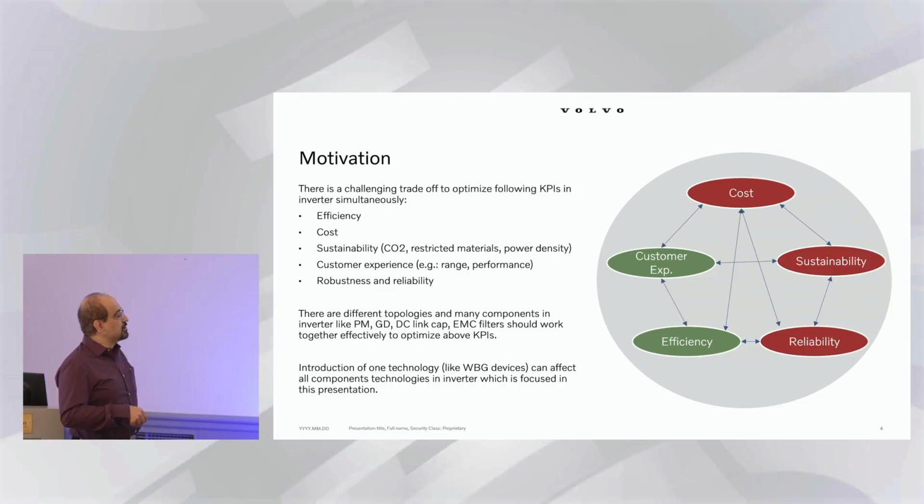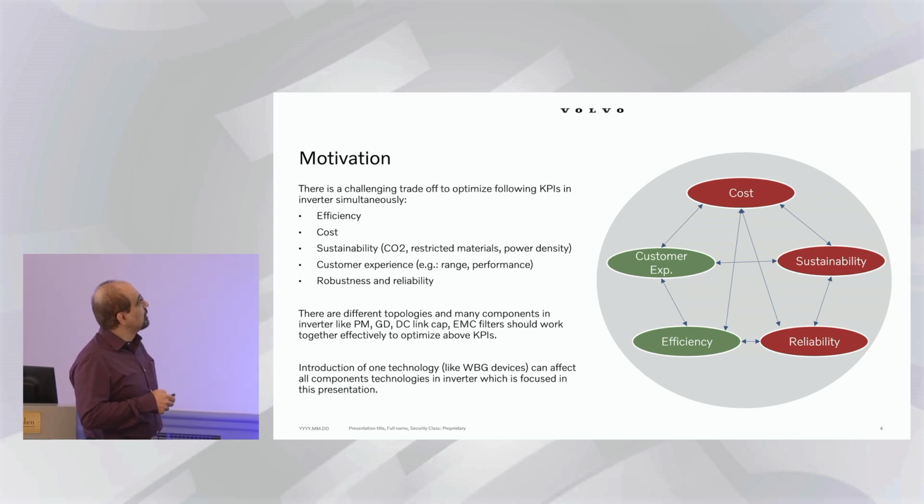And also we know that there are different topologies, different architectures, and many components available in the inverter, for example, power module, DC link cap, filters, and everything that we have. And then it is really challenging to optimize all these KPIs at the same time. Sometimes it's impossible. We need to sacrifice some of them, but it is really difficult.